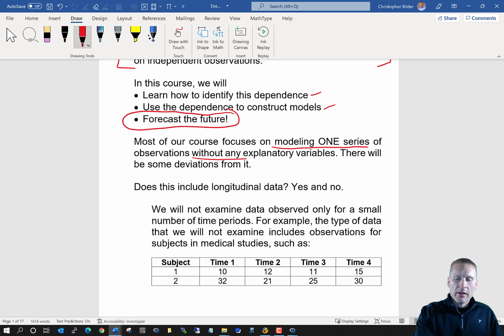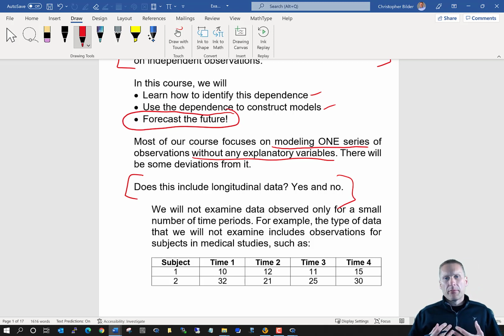Also, we will typically not look at any explanatory variables that might help us understand our particular variable of interest. There will be a small section in our course where we do talk about that, but typically in a time series analysis course, you have one variable and you're looking at the dependence over time, trying to understand that dependence structure so you can come up with a model for it.